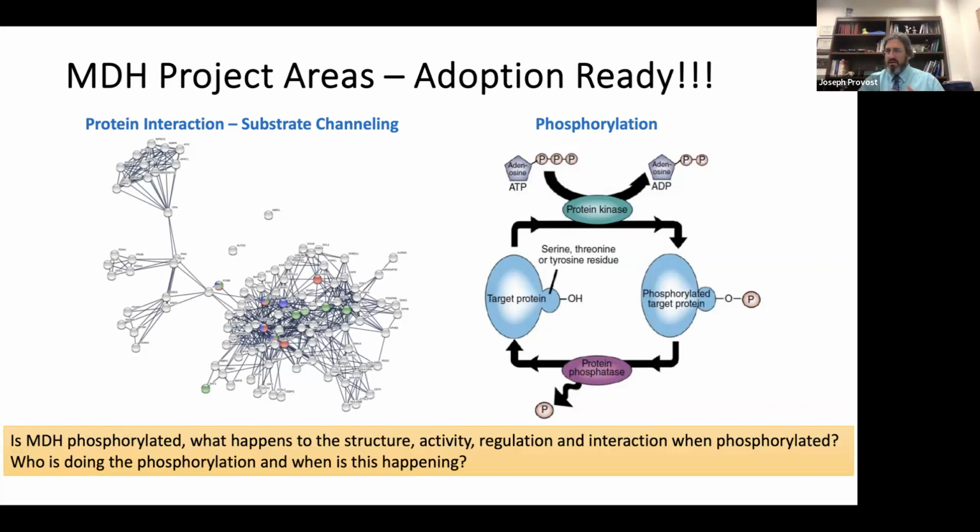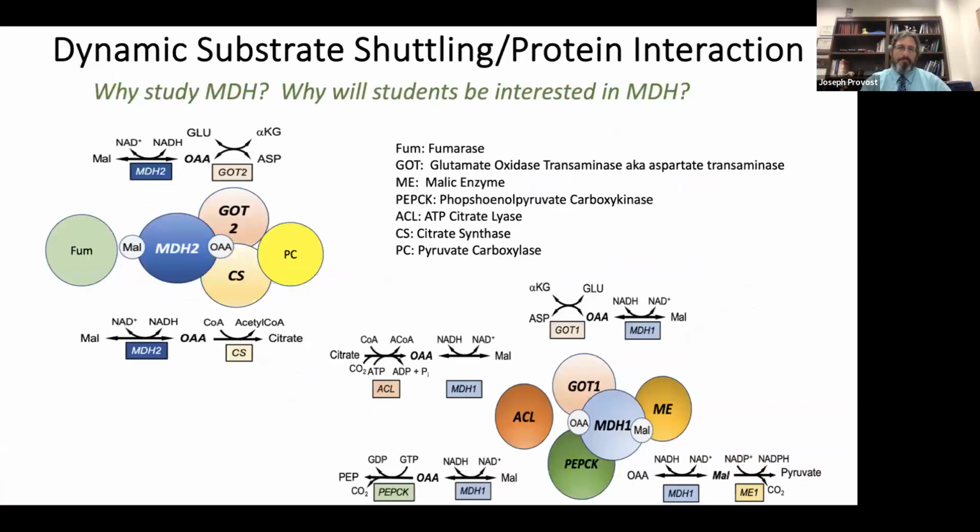What happens? This is the kinase side of things. And as I'll show you, MDH is interacting or potentially interacting with other proteins. Does this phosphorylation not only change the structure, function, and behavior of the protein, but does it also change the interactions with other proteins? That's maybe a way that nature is modulating metabolism at a level we haven't really studied yet. So what happens to MDH when it's phosphorylated? Structurally, functionally, and then interacting. So we have lots of levels of really cool things to look at.